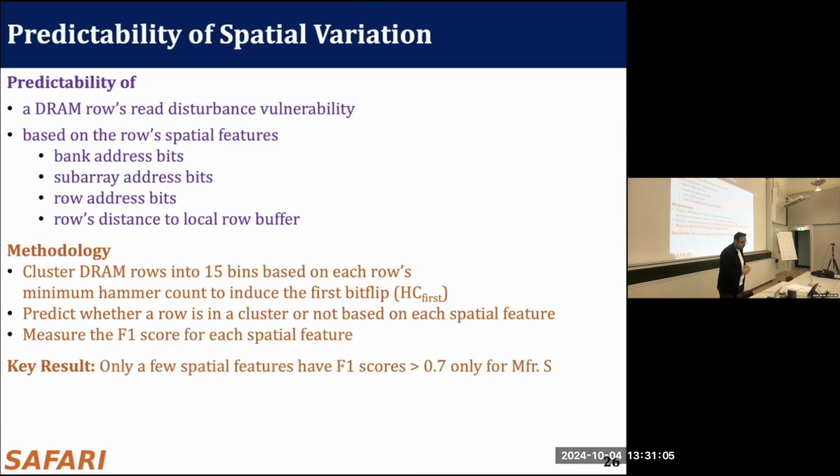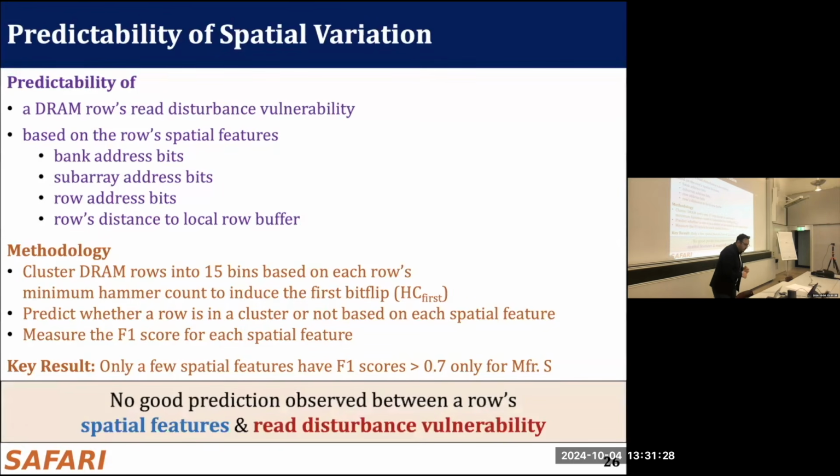We measured the F1 score for each spatial feature, and the result is that only a few of these spatial features, by a few, I mean among all these bits you only have a few bits, and only for the DRAM modules from Samsung, show some F1 score that is above 0.7, which is really not a great F1 score anyway. So we couldn't find a good prediction based on these features.